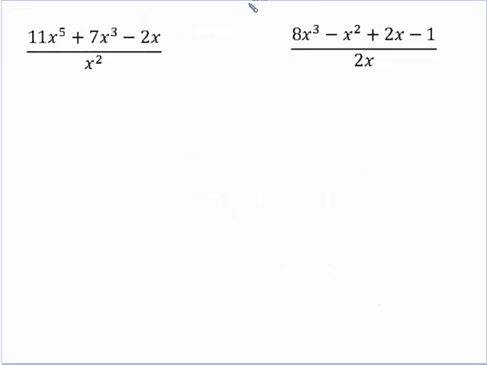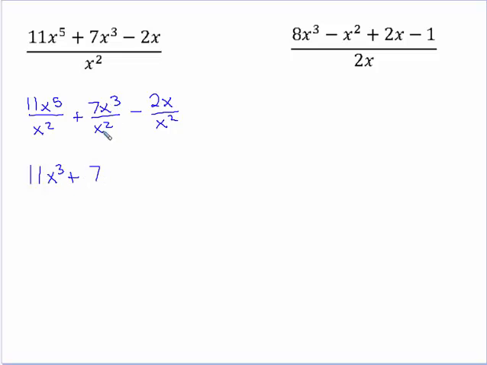So let's try a few more. I have 11x to the 5th plus 7x to the 3rd minus 2x, divided by x squared. So that's the same thing as 11x to the 5th over x squared plus 7x to the 3rd over x squared minus 2x over x squared. 11, these all are dividing by 1, so I have 11. 5 minus 2 is 3. 7, 3 minus 2 is 1, minus, now I have 1x on top and x squared on the bottom, so 2 minus 1 is 1, but it'll be in the denominator, and this 2 will stay up top.